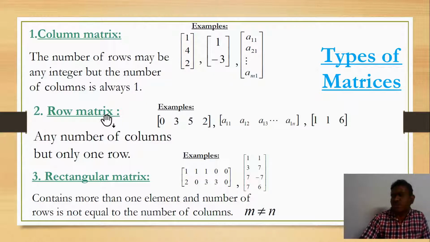Now, row matrix, students. Strictly we are defining row, meaning the matrix belongs to only a row. It consists of only one row. What should you understand here? The elements we have written only in a row, that is in a horizontal line. It may comprise any number of columns.